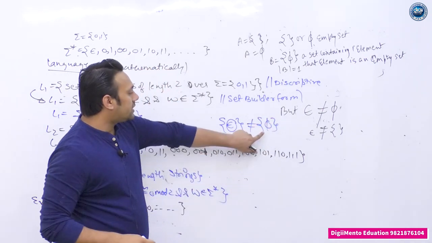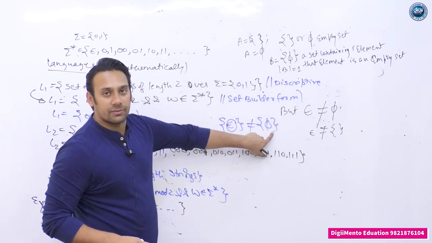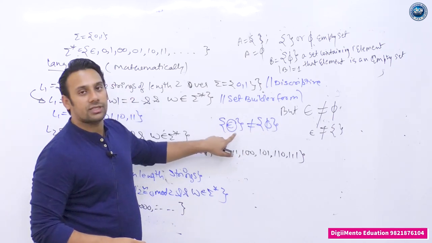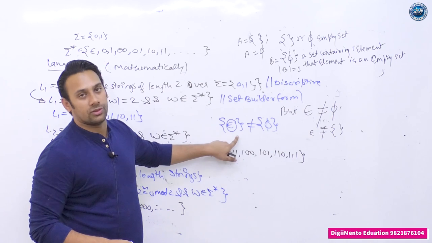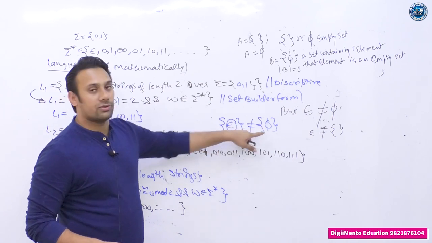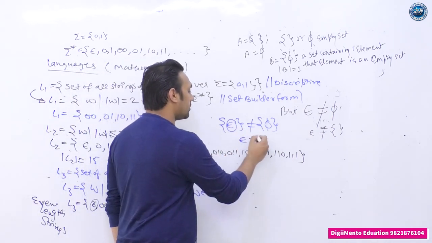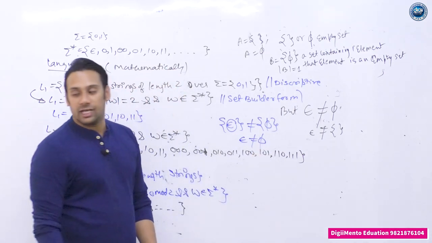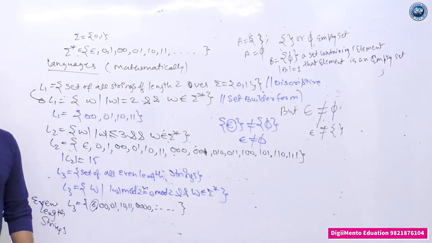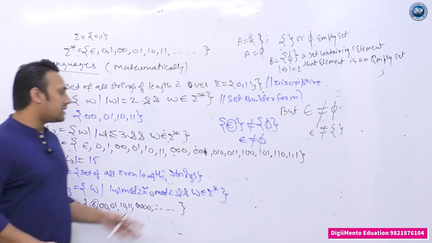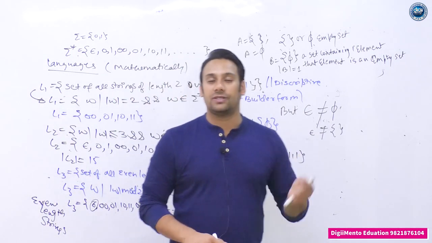Why? Because it is a set which is containing another empty set. It is a set which is containing a string of length 0. So string of length 0 is not equal to 5. So you can say epsilon is not equal to 5 by this. Epsilon jo hai wo 5 ke equal nahi hai. So we should understand there is a difference between an empty set as well as there is a difference between 5.